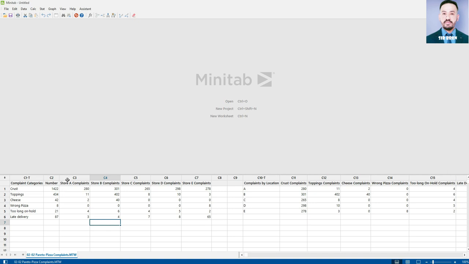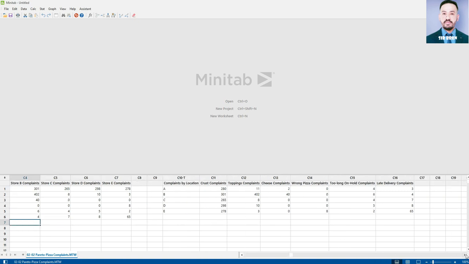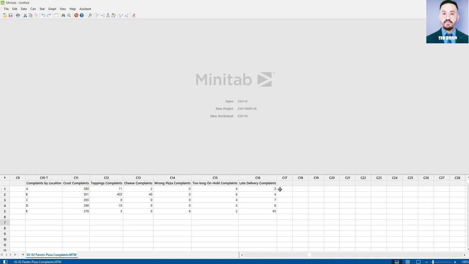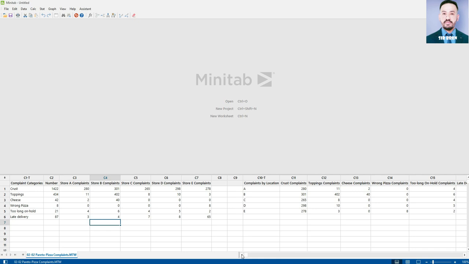And the breakdown for each store, we have 5 branches: store A, store B, store C, store D, store E. While separately, C10-T are complaints by location, A to E, and C11 to C16 are the complaints by category and by location. Now, we ask ourselves these questions: what is the biggest complaint, and which branch has the most number of complaints?